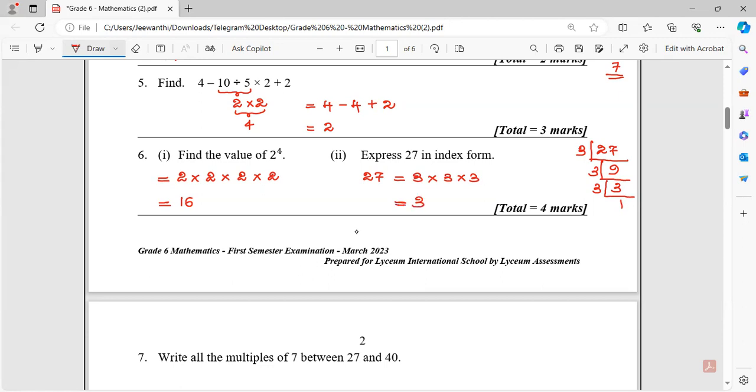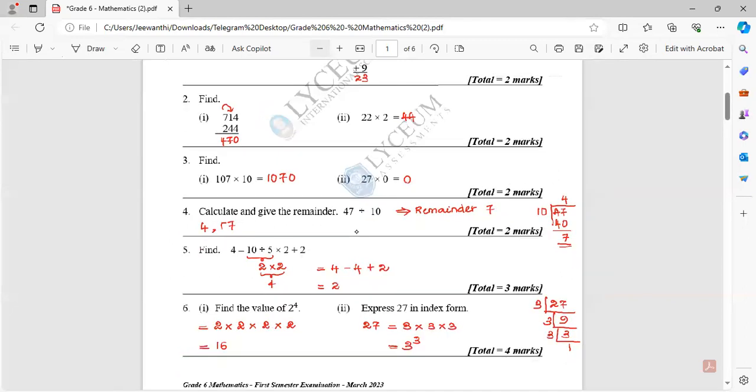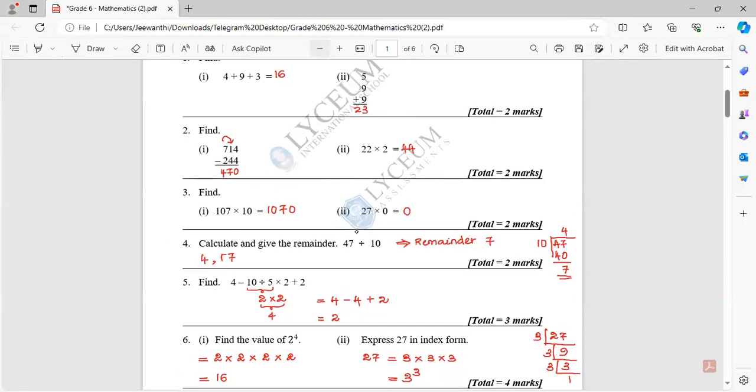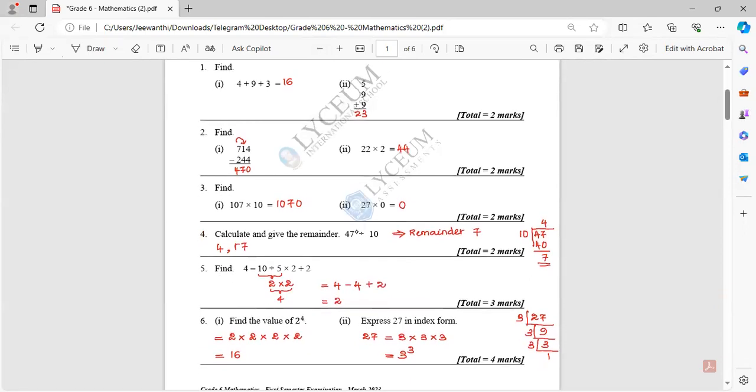Therefore, I write 3 to the power 3. Right? Now you just see, children, I will show you. So this is my answer script. You just see, if I'm the child and my answer is like this, my teacher will be happy.